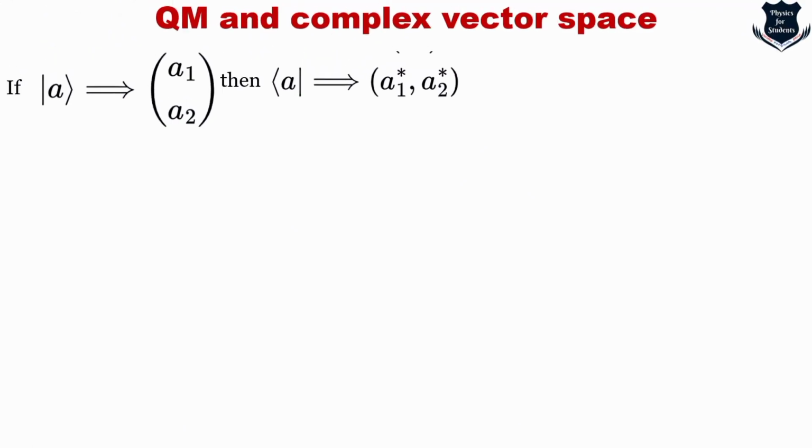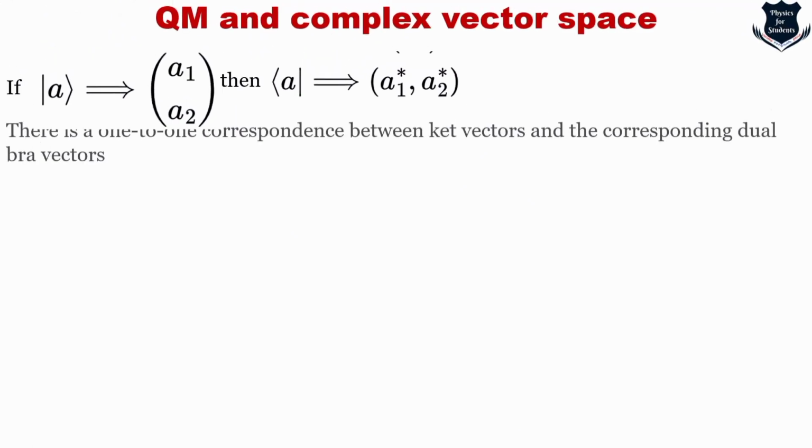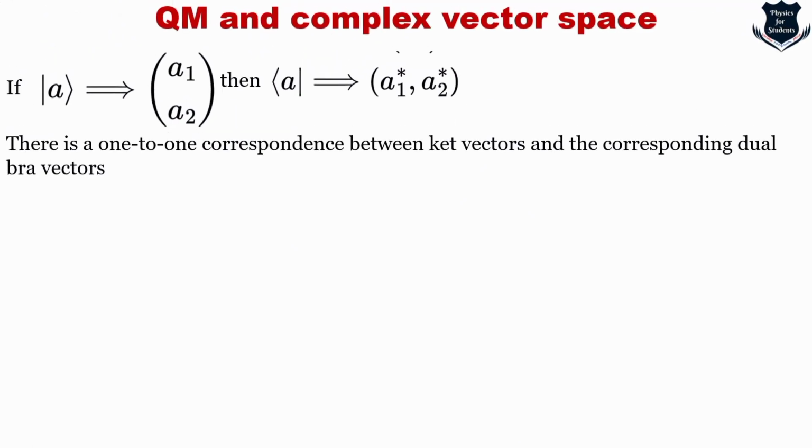So if we take this forward, what we can say is that definitely there is a one-to-one correspondence between the ket vectors and the corresponding dual bra vectors. Now you might be asking me, what is a dual bra vector? Hold on for this video. This is something I need to expand further, which is called a dual space. I will do it in that.